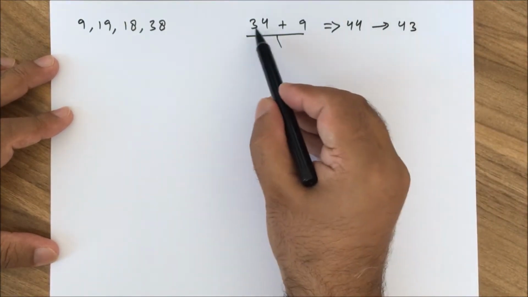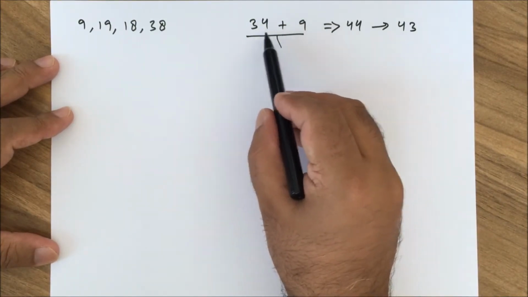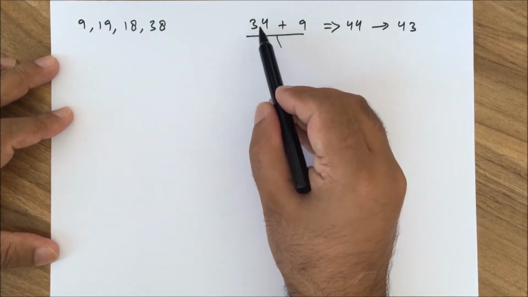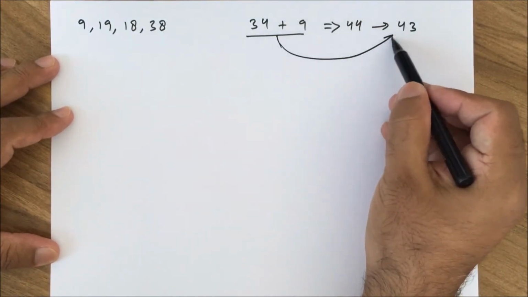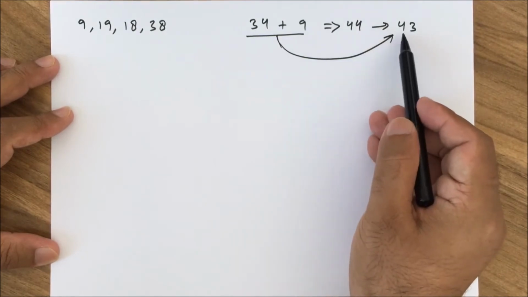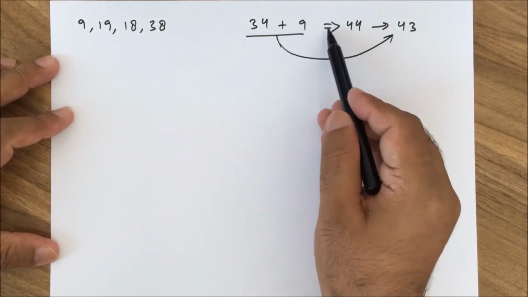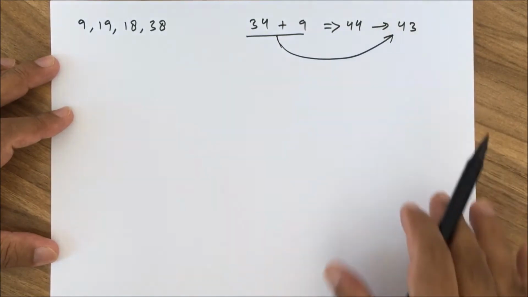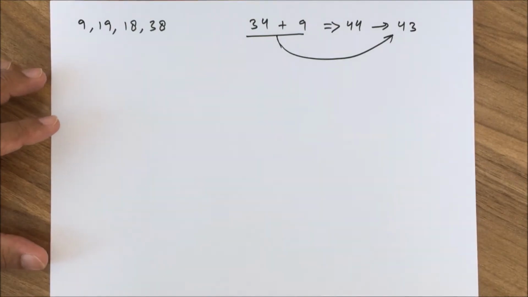In your mind, after looking at this addition sum, you should just say it's 34, so 44, 43. It should be 44 and 43, these two things. That's why I'm not making it equal to, it's not equal to 44, but this should be going on in your mind. Okay, do this practice, then we'll move on.